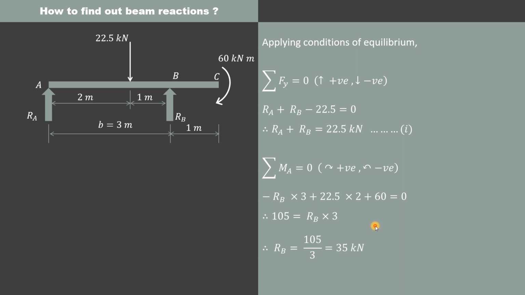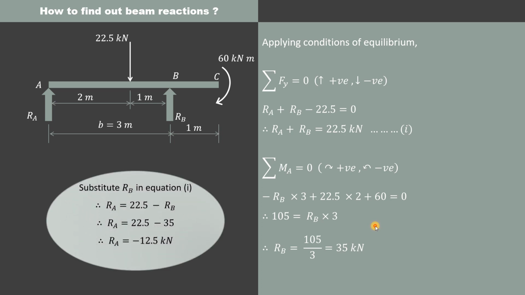Now we can substitute this particular value in equation 1 so that we'll get the value of RA. From equation 1, RA will be equal to 22.5 minus RB. Now substitute the value of RB. RB is 35. So 22.5 minus 35, that is RA is equal to minus 12.5 kilonewton. So we can say that the assumed direction of RA as upward is wrong, it should be in the downward direction because of this particular negative sign.